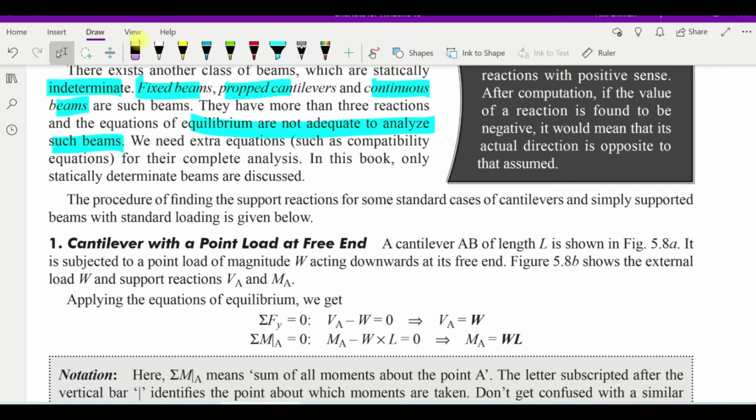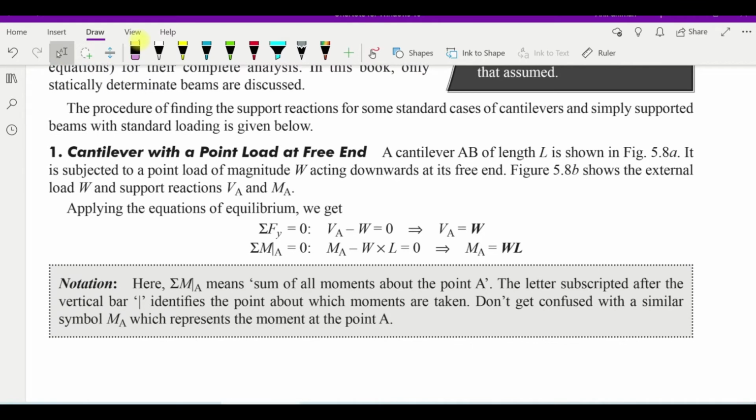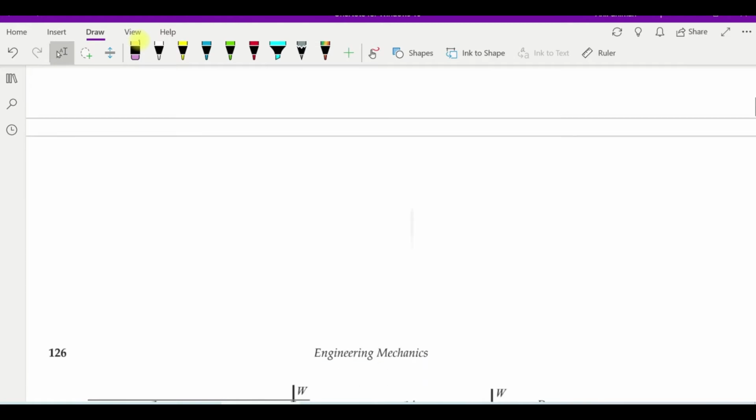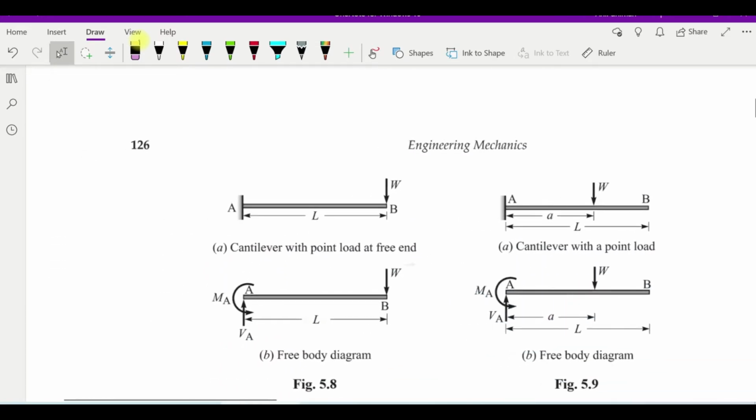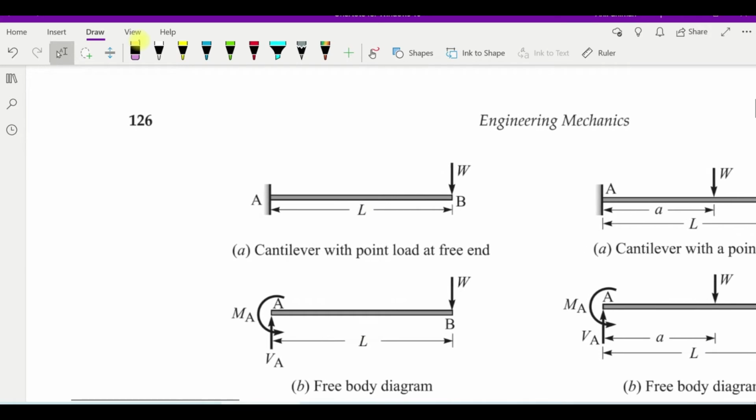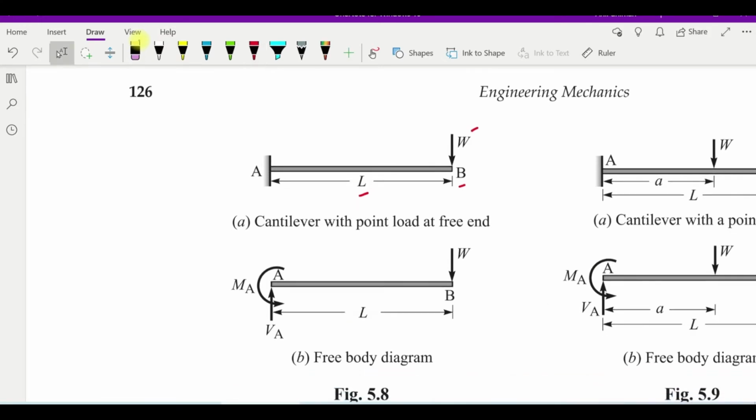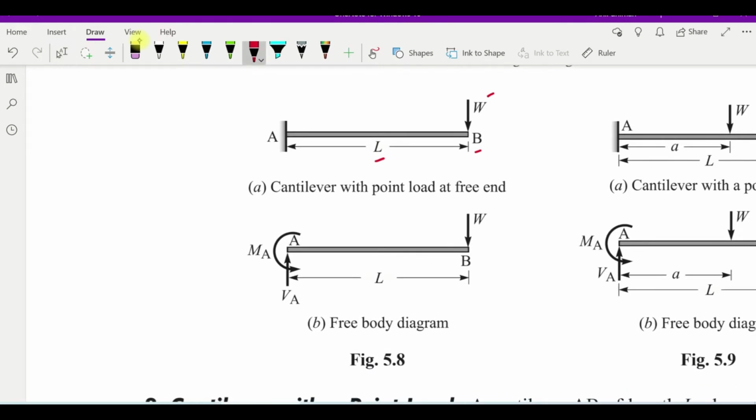So let us solve some very basic examples and find out the support reactions. The first one is a cantilever with a point load at the free end. Let us apply the equations of equilibrium we have just discussed. This is the first case. This is a cantilever. The end A is fixed. The span of the cantilever is L and end B is free, and a point load of intensity W is applied at the free end, and the free body diagram is drawn here. We have removed the fixed support and applied the reactions, a vertical reaction and a moment.